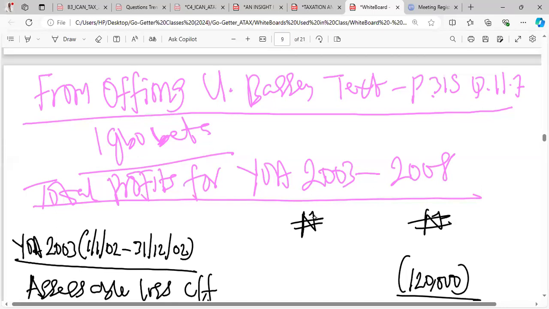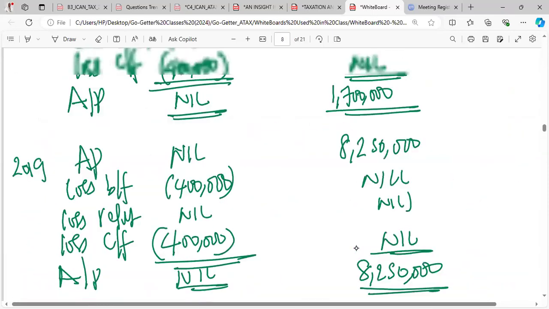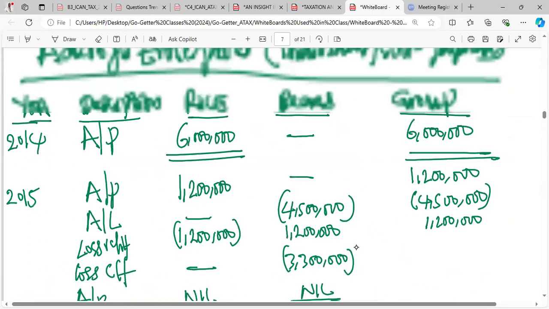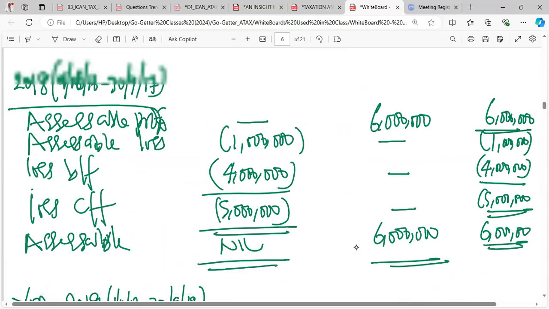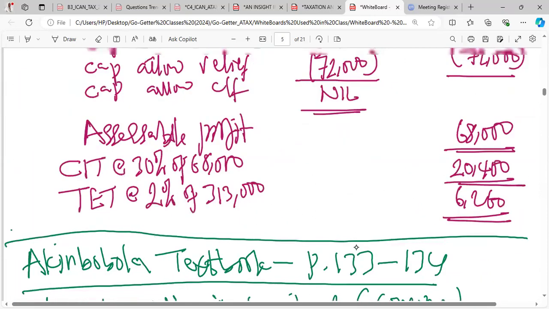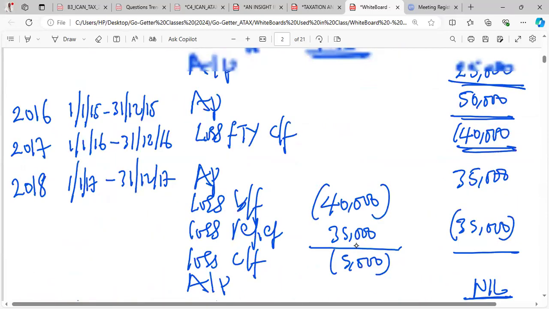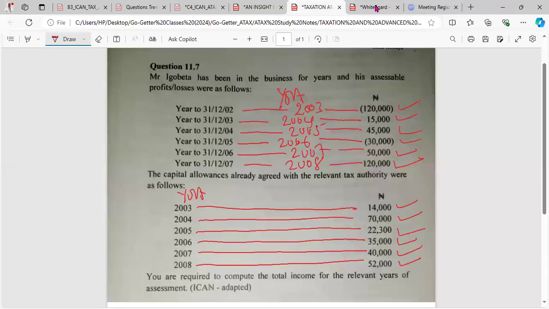When you remember all of these, and we see all the things we solved here, both for business and for individual, you should now remember the rules governing losses. So I think I will give you an assignment.